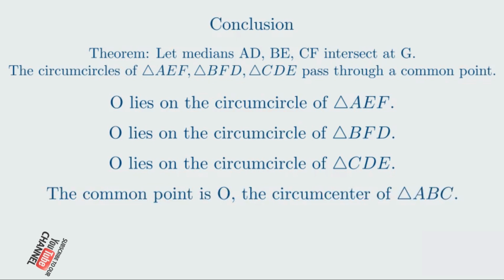The circumcircles of AEF, BFD, and CDE do pass through a common point, and that point is the circumcenter of the main triangle ABC. We have successfully proven that all three circles intersect at a single point, which is the circumcenter of the triangle. This is a wonderful example of how the simple properties of perpendicular bisectors and cyclic quadrilaterals can lead to a beautiful and non-trivial geometric result.